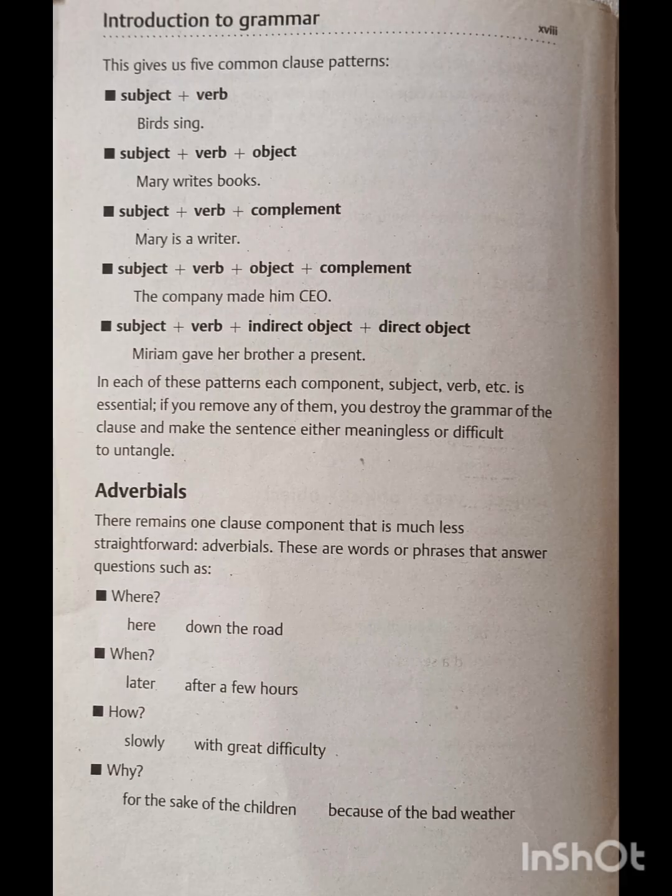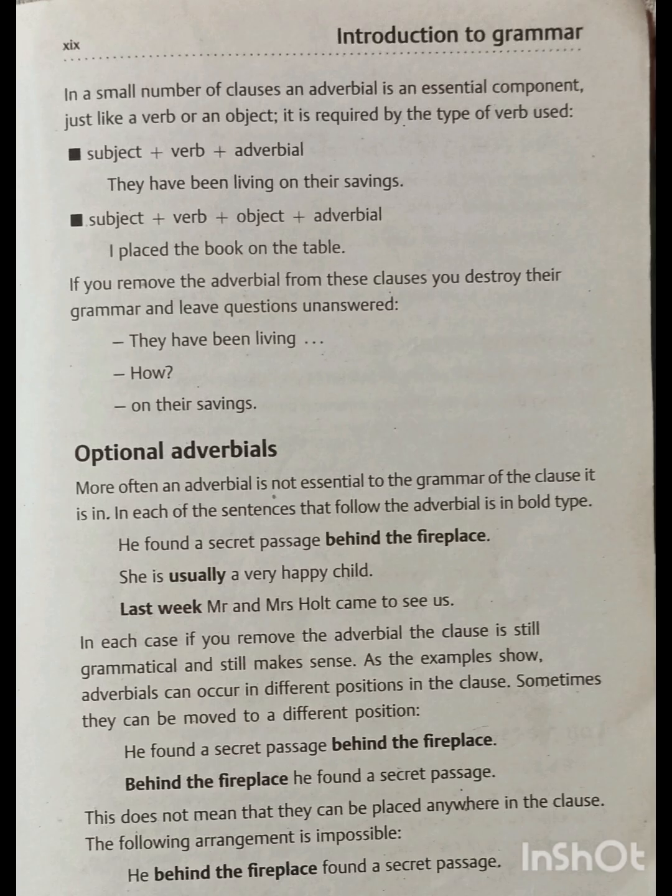Now if you look at the two combinations, subject plus verb plus adverbial, just like the second combination, but it is using an adverbial. They have been living. They, subject, have been living is the verb, on their savings. If I ask how have they been living, they have been living on their savings. So on their savings becomes the adverbial.